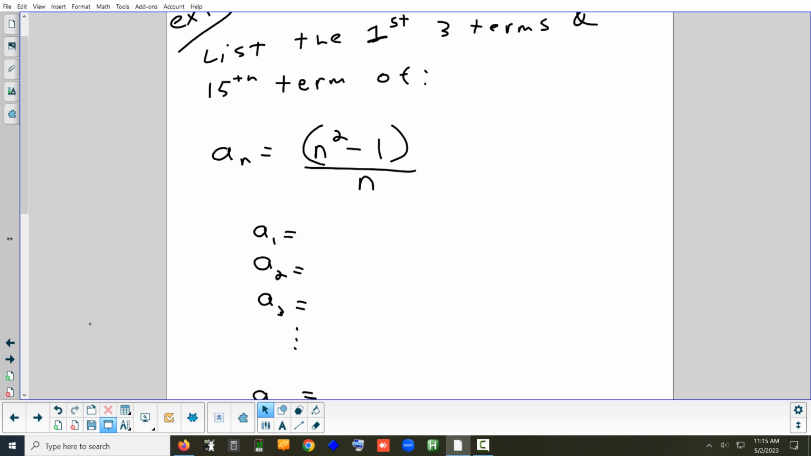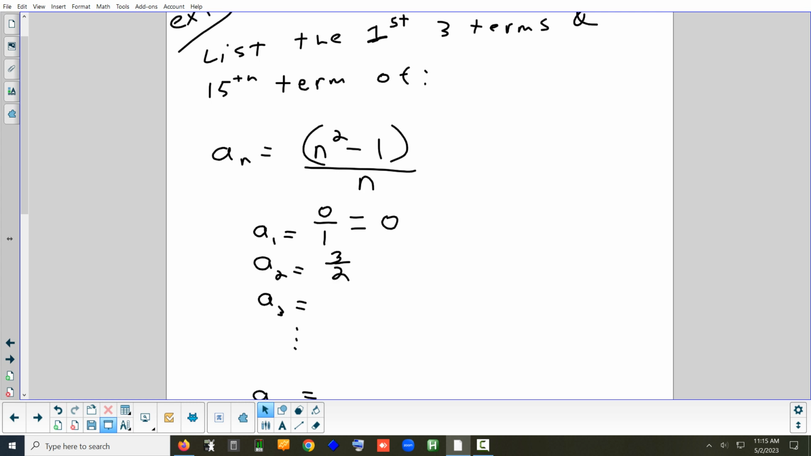Yep, plug in 1. So when I plug in 1, what am I going to get in the numerator? 0. So I'm going to get 0 divided by 1, which is 0. So the first term in this particular sequence is 0. Let's do the second. Right, so we're going to plug in 2. What do we get in the numerator? So 3 over 2. So 3 halves.